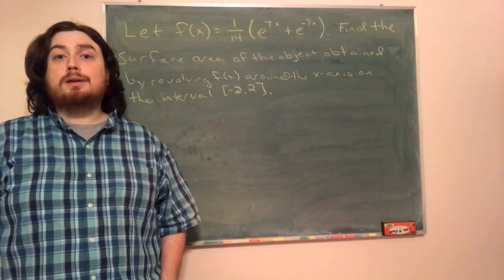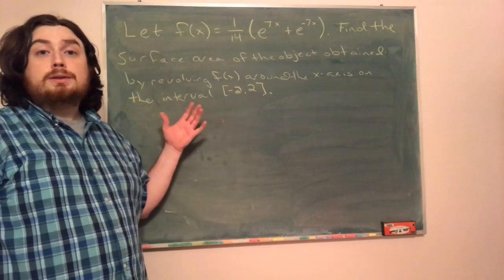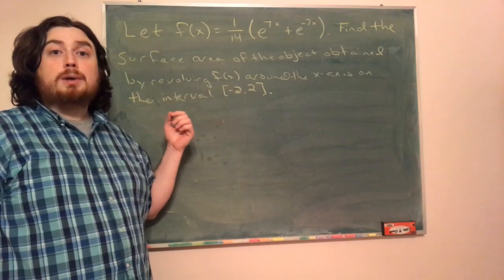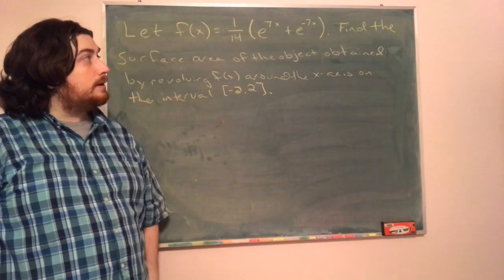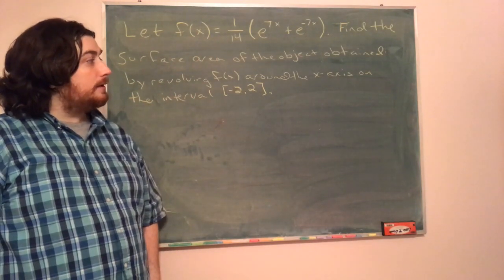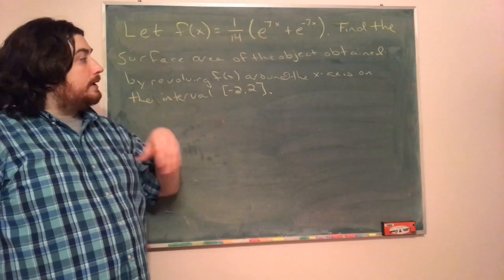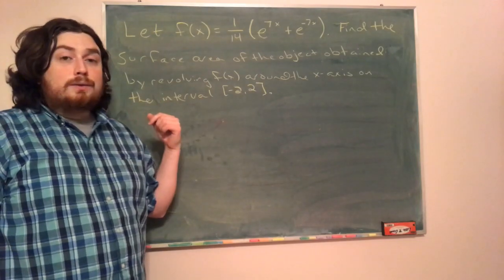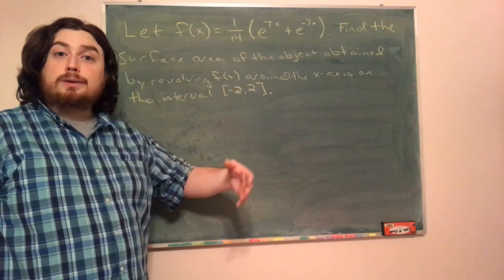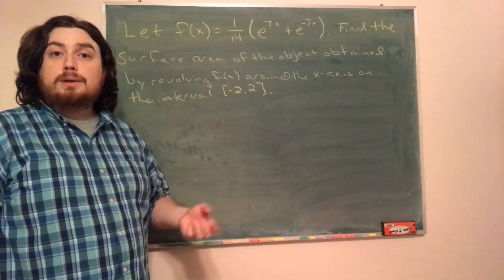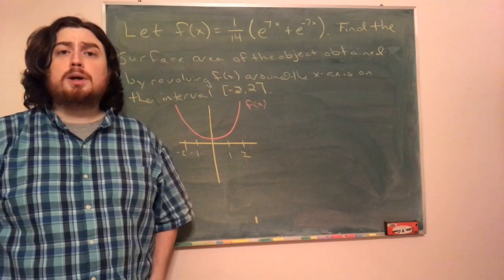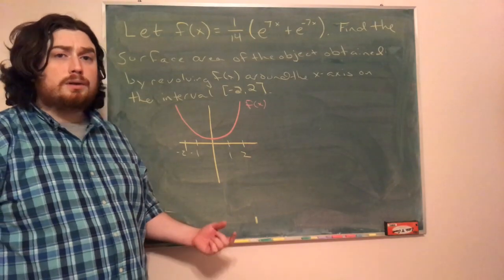We're going to be looking at the problem that we want to find the surface area of the object obtained by revolving the function f of x equals 1/14 (e^(7x) + e^(-7x)) around the x-axis on the interval negative 2 to 2. So we're going to draw that graph, find what that looks like three-dimensionally, and then we're going to find our surface area. Alright, so now I've plotted f of x on the interval negative 2 to 2, and it looks roughly like this.